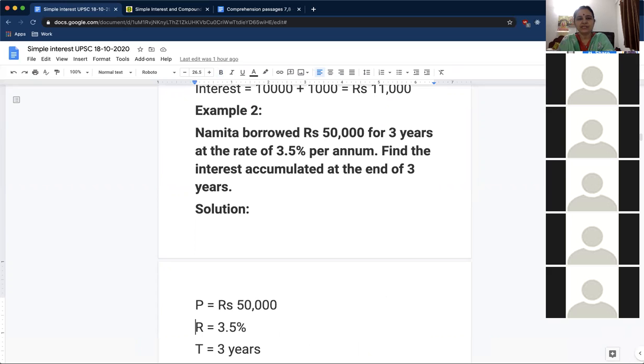Next, Kirtana, can you solve this and tell me? A direct simple interest question. P is 50,000 rupees. T is 3 years. 3.5% can be taken as 7 by 2, so 7 by 200, that is 2 into 100, 200. So what is the interest?